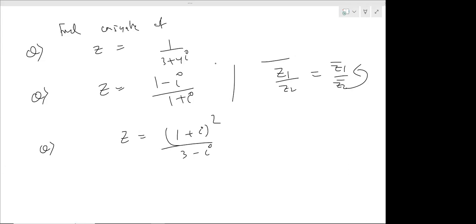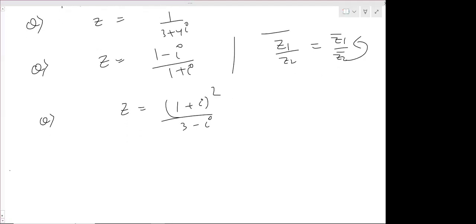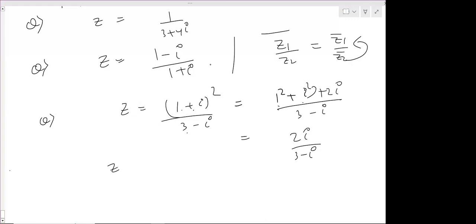Sir, can you do the last one? Okay, let's see. They are saying (1 plus i) whole squared upon 3 minus i. First, you can simplify this. This is 1 squared plus i squared plus 2i, divided by 3 minus i. So i squared is minus 1, 1 minus 1 is 0. So this is 2i upon 3 minus i. Now we have to find z conjugate.